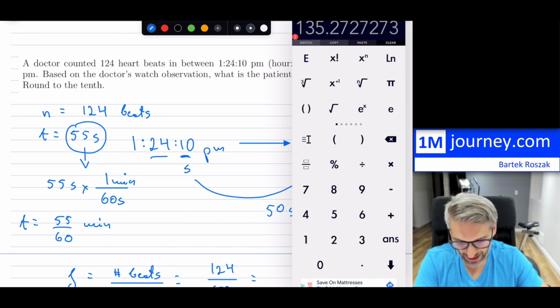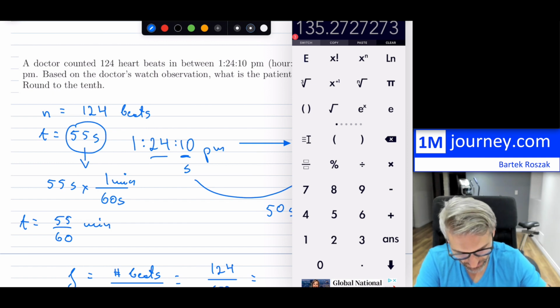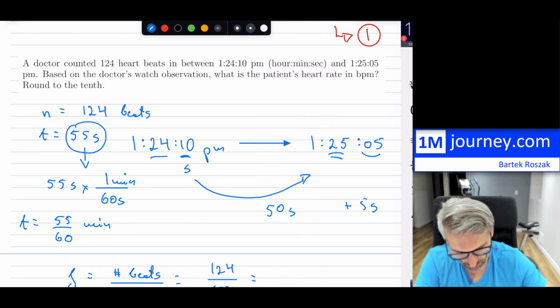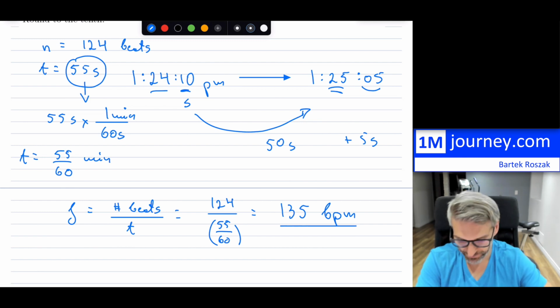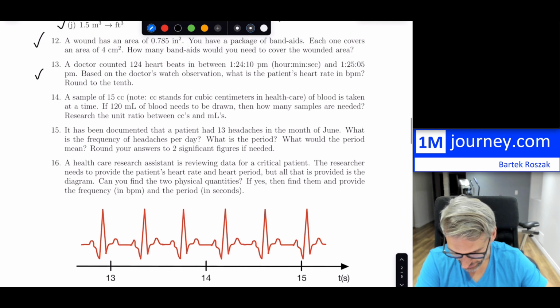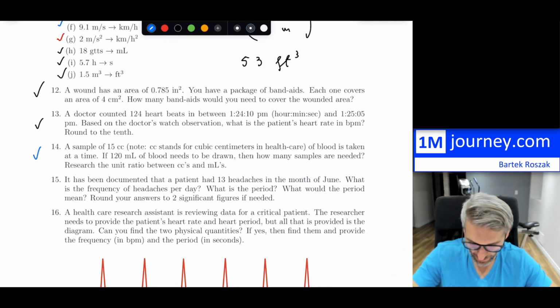Now, counting the number of sig figs, there's 124, so that's 3 significant figures. Typically, when you count, you can assume it's a perfect measurement, but I'll still keep it at 3 sig figs. So this would have been 135 beats per minute. And that's the answer to that question. So next, that's this one right here, so let's take a look.